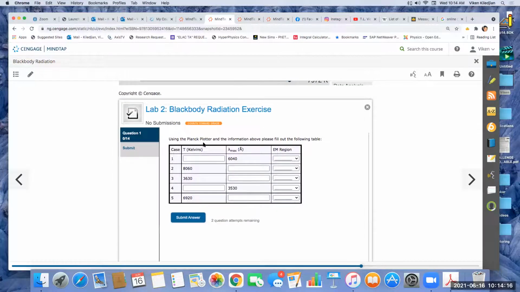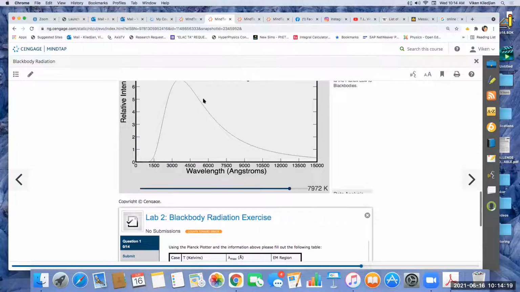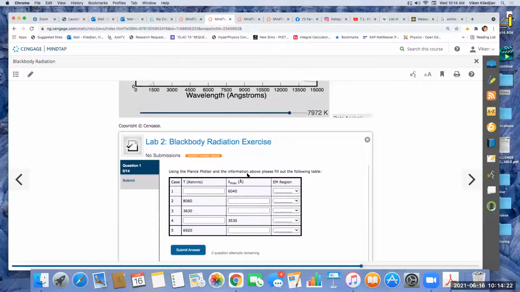So using the Planck plotter, the Planck plotter is this one, and the information above, please fill out the following table. Now, since this is a write-up, this is the first table that you will actually make in your Word document under the data section. So you'll have case 1, 2, 3, 4. Just duplicate this table and make it on your Word document. And then this one, temperature in Kelvin. So here, you're going to find out what the temperature of that star is and what region of the electromagnetic spectrum it radiates in.